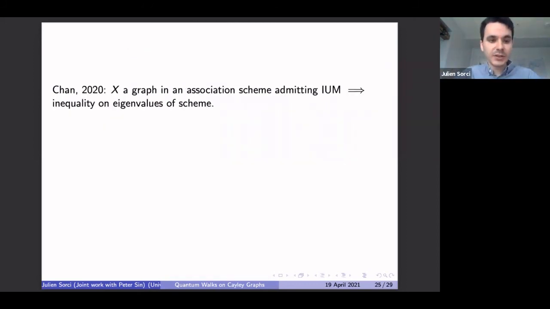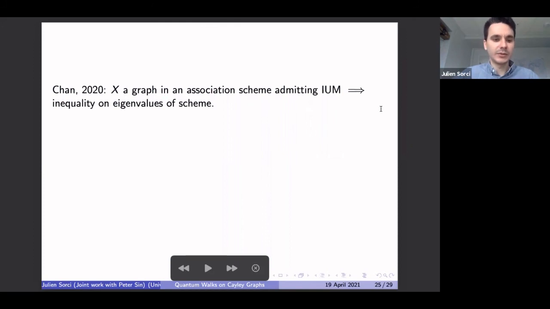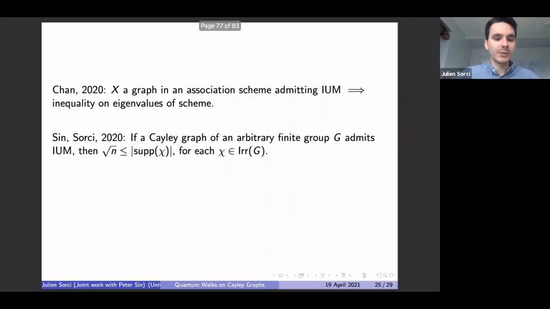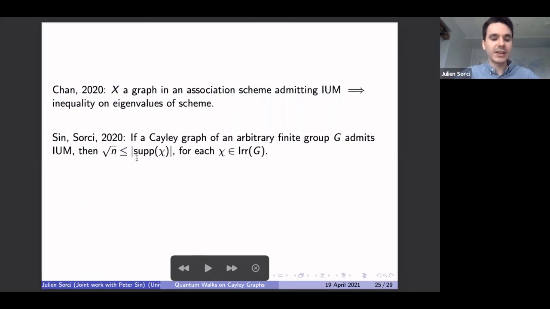And so what we did is we looked at a result of Adjacency in 2020, and she proved that if we have a graph in an association scheme that admits instantaneous uniform mixing, then there's a certain inequality on the eigenvalues of the scheme that has to hold. We reinterpreted this for Cayley graphs, and we showed that if a Cayley graph of an arbitrary finite group admits instantaneous uniform mixing, then the size of the supports of all the characters has to be at least square root of n, where n is the order of the group.